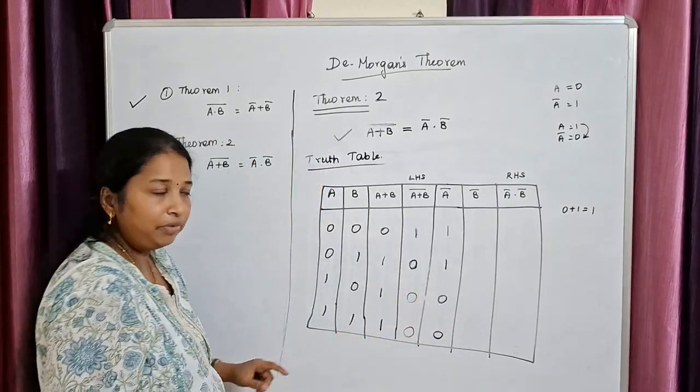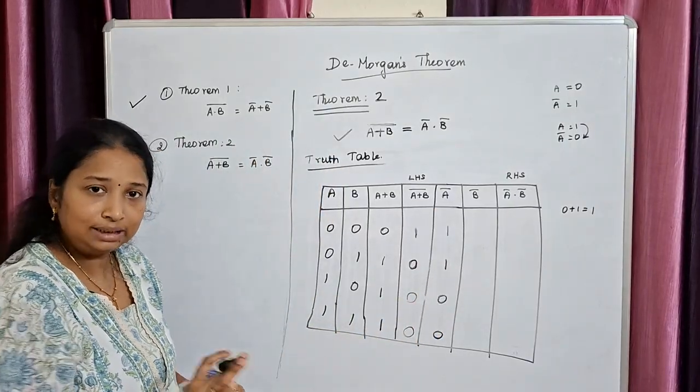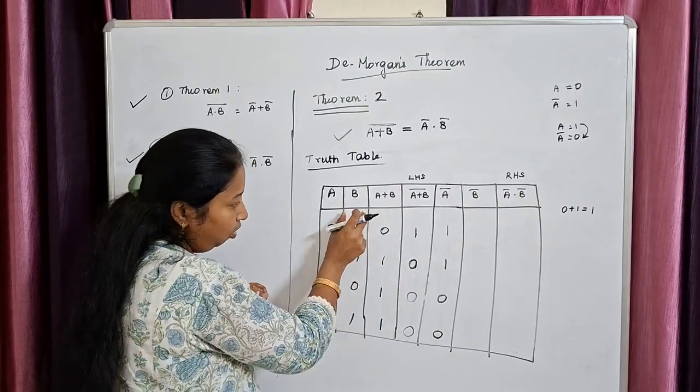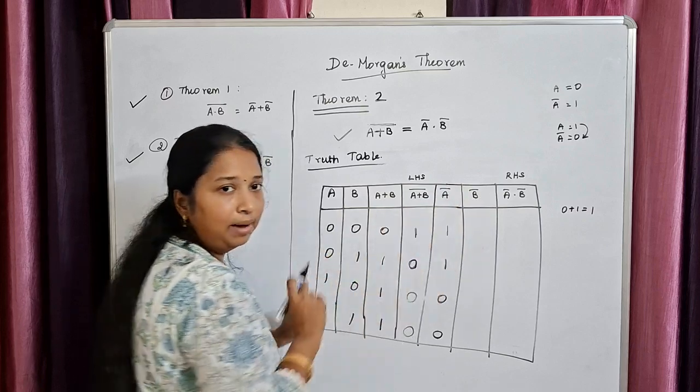Clear? We have done it for A bar now. Similarly, do it for B bar. B, we have it here. Take the complement of B so that we get B bar here.